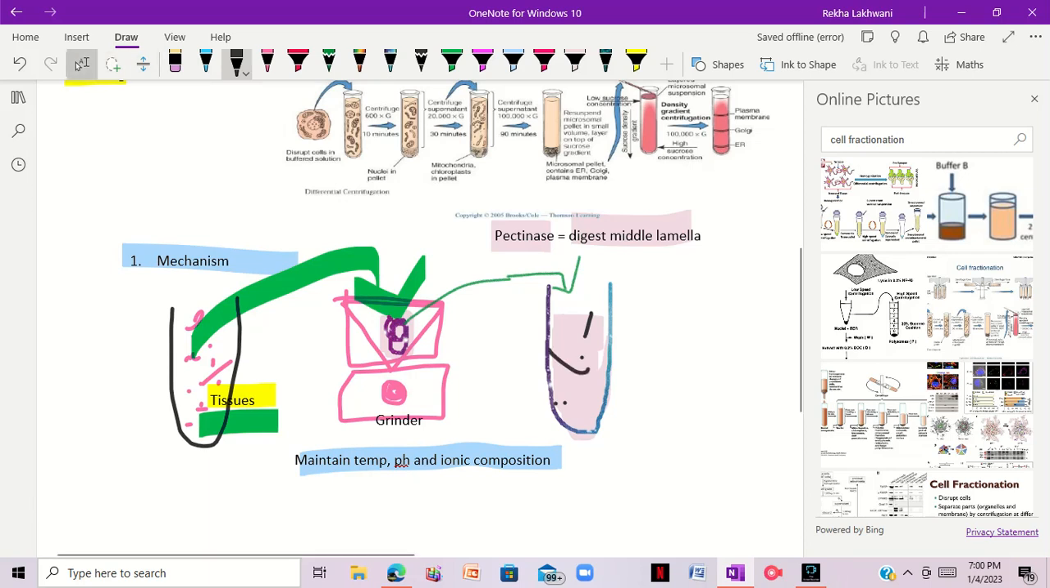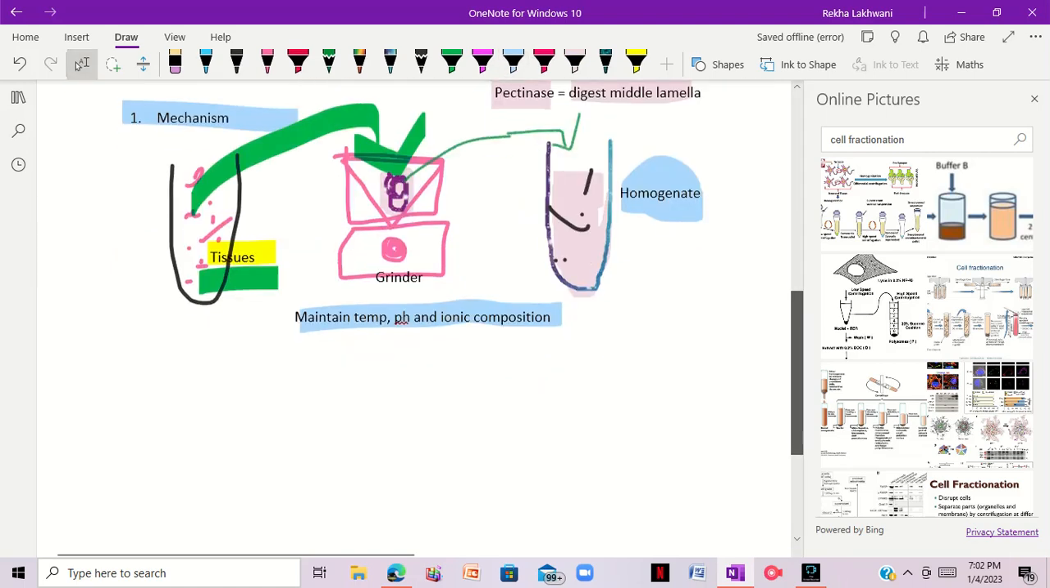Consider this is my ground solution, and this test tube of ground solution is known as homogenate. I hope this is clear to you.